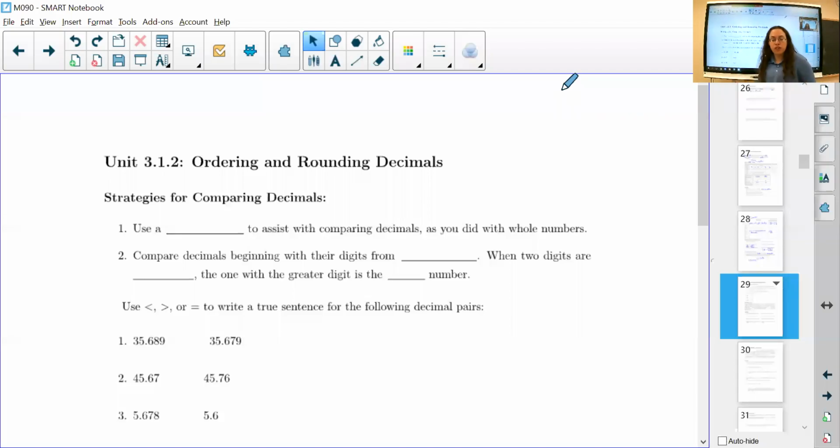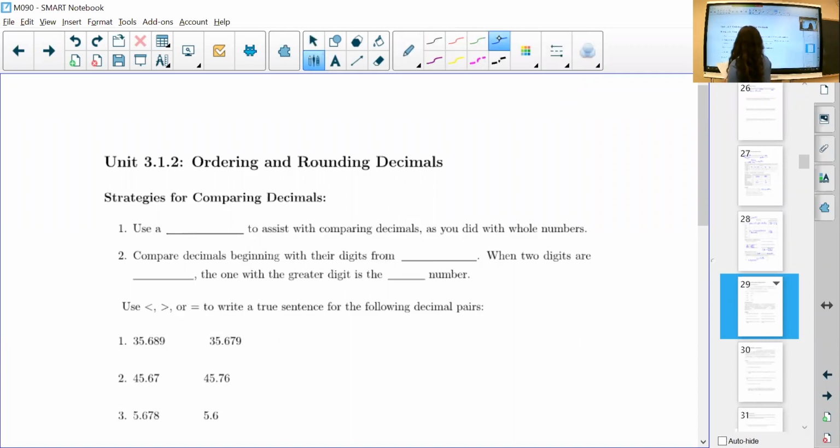Page 29, ordering and rounding decimals. We have a few ways that we can put decimals in order or compare decimals. We could use a number line, just like we did with whole numbers. Or we can compare, beginning with their digits from left to right.